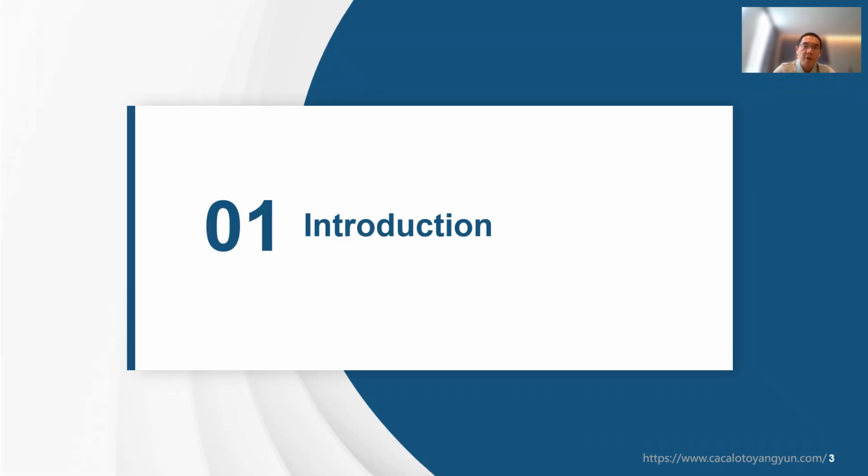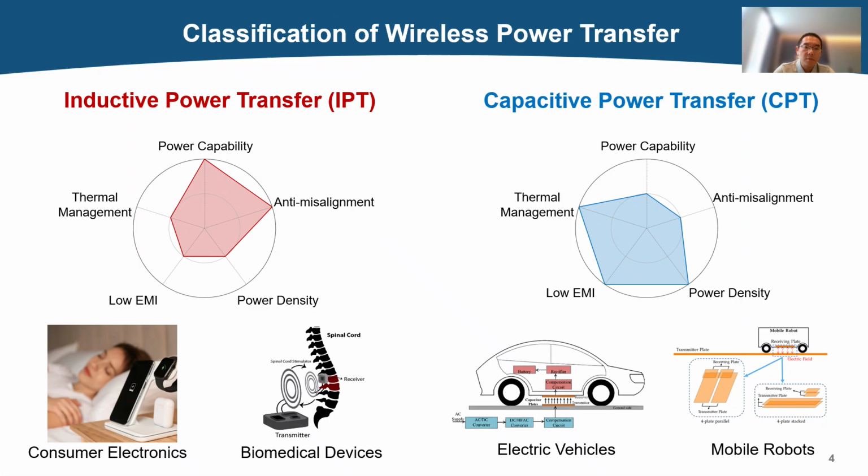This is the introduction part. Wireless power transfer systems can be categorized based on their physical field implementations into inductive power transfer, IPT, and capacitive power transfer, CPT. In general, IPT offers superior power handling capability and robustness against misalignment, while CPT provides advantages in thermal management, electromagnetic interference, and power density.